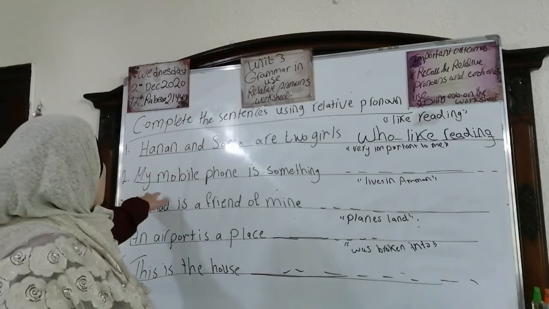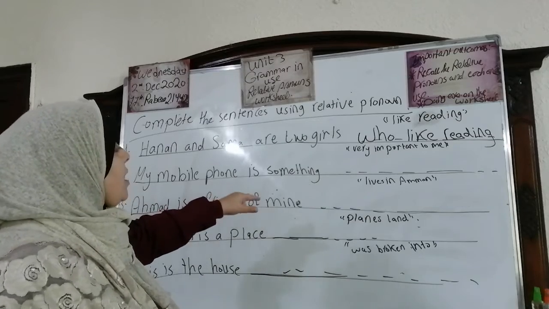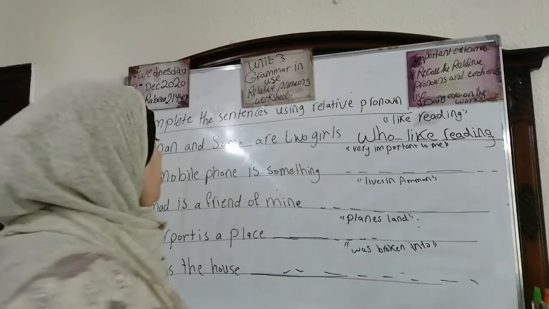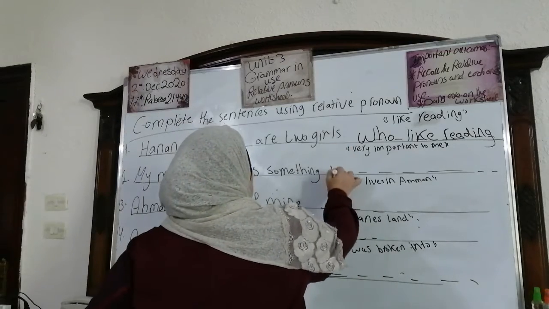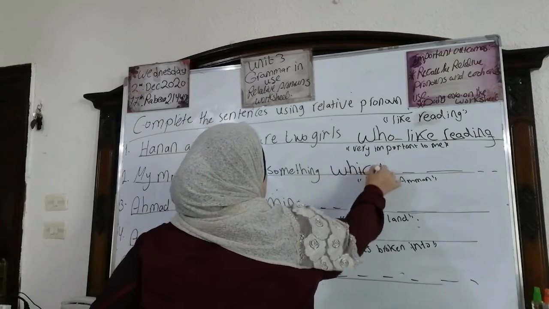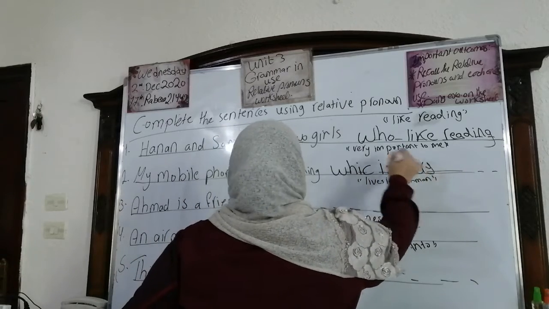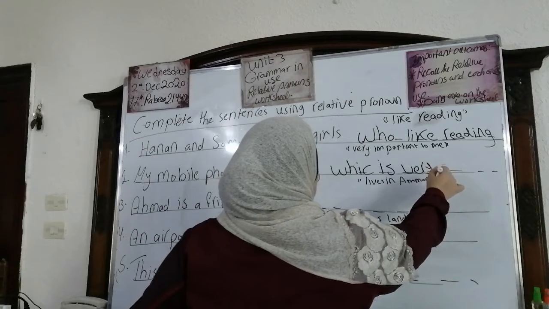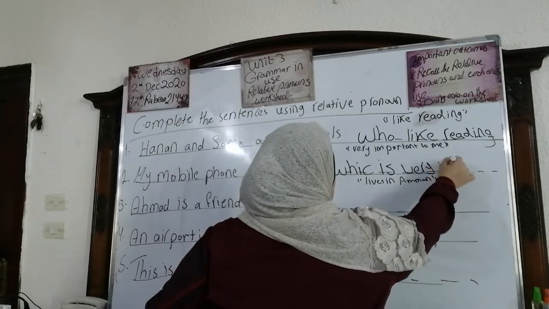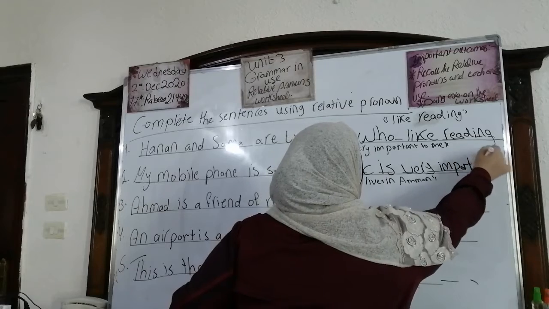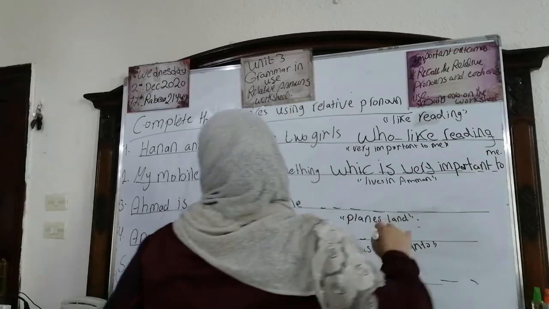Now number two. My mobile phone is something very important to me. What do we use? It's a thing. So we're going to use what? Excellent. Which. Something which is very important to me. Okay? Number three.